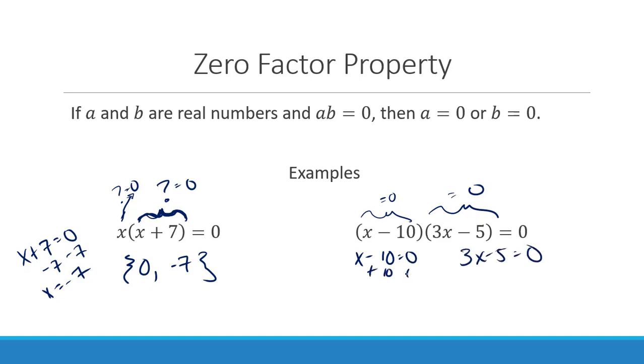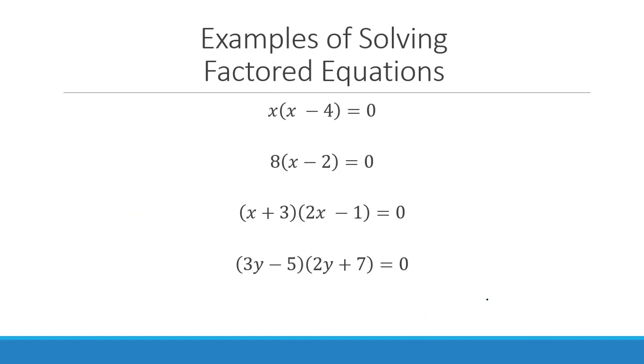So what's my solution here? A positive 10 would make this equal to 0, so there's one solution. Now solve this as a two-step equation. Add 5 to both sides. We're going to divide by 3. So that means 5/3 would make this part of the equation equal to 0.